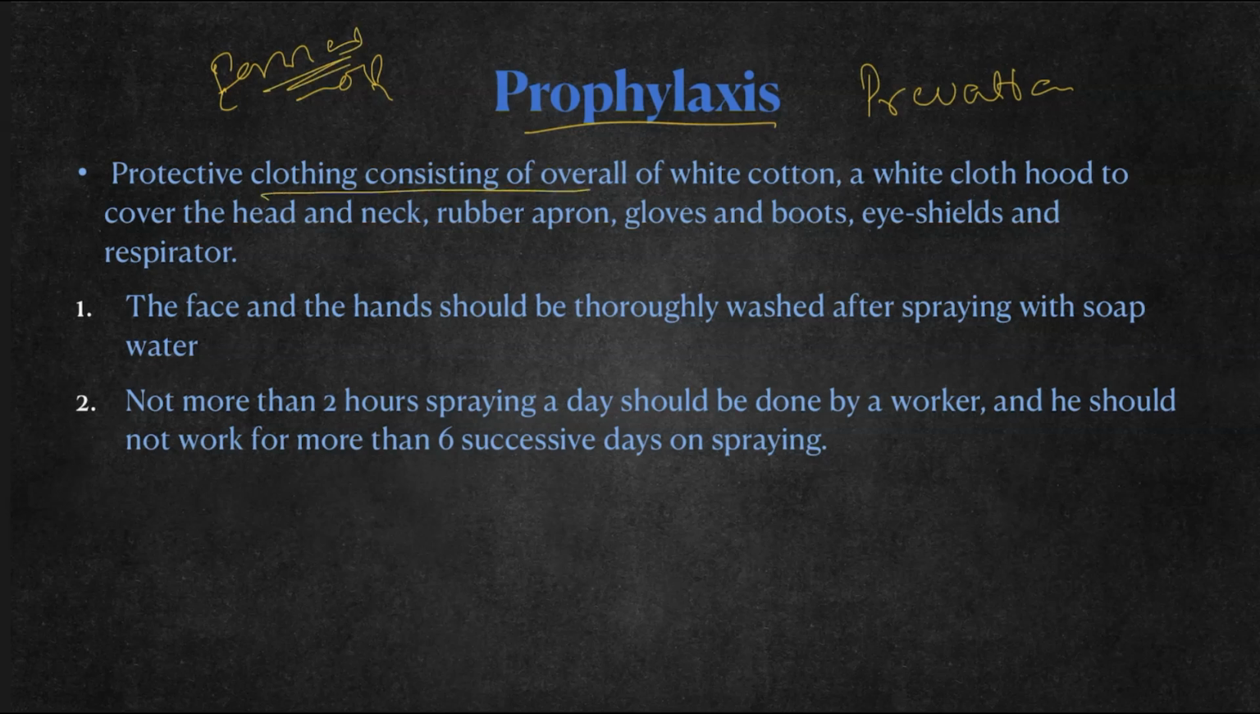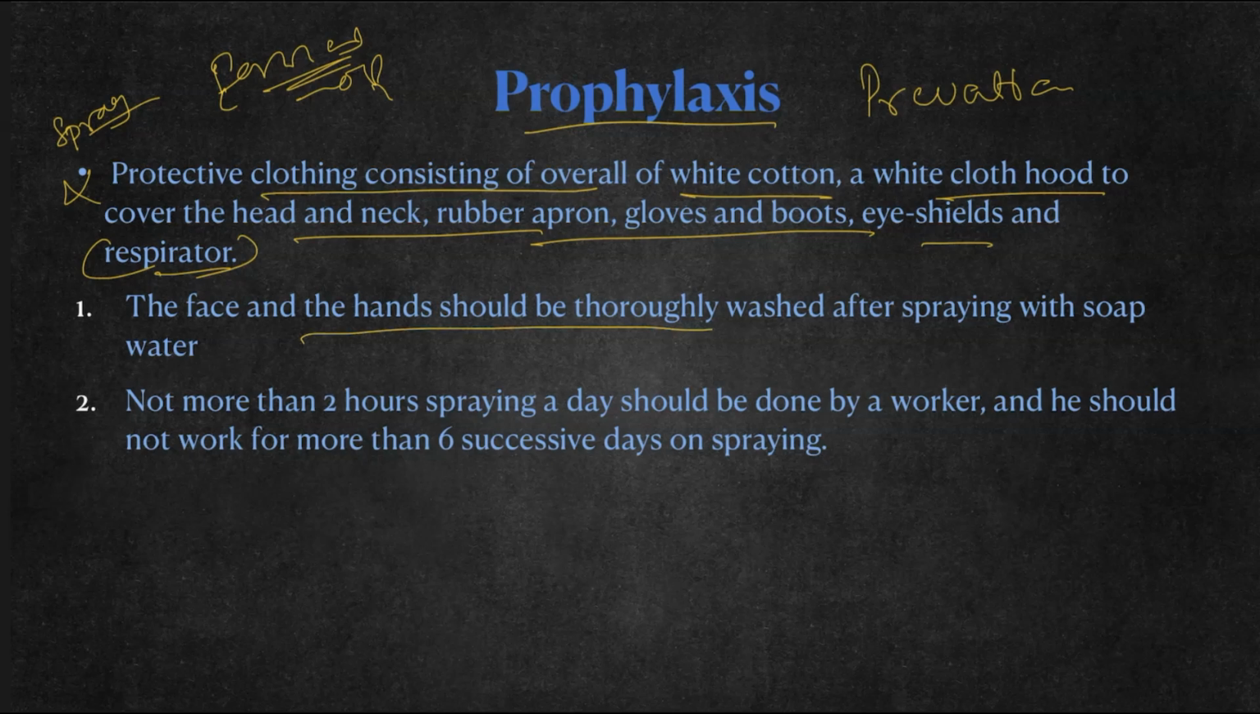So protective clothing consists of white cotton overall, a white cloth hood to cover the head and neck, rubber aprons, gloves, boots, eye shields, and respirators. This is one essential thing which has to be done by the farmers or anyone who sprays the insecticides. The face and hair should be thoroughly washed after spraying with soap and water.